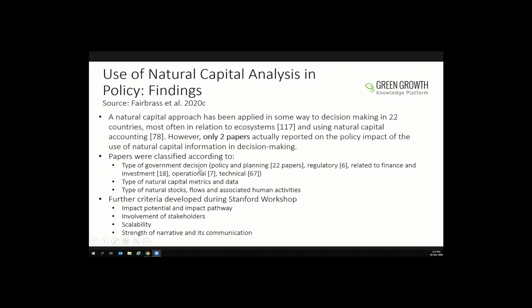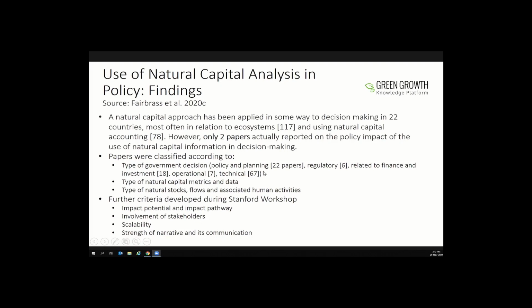So according to the type of government decision, we used an OECD breakdown of the kinds of government decisions you can think about government policy in, the type of natural capital metrics and data, the type of natural stocks, flows, and associated human activities. And as part of this work, we organized a workshop at Stanford University, where they have the Natural Capital Project, of course, and we also used some of the criteria that emerged in that project as being important.